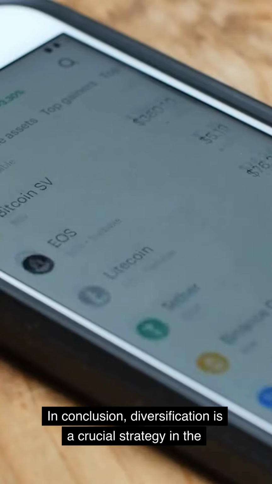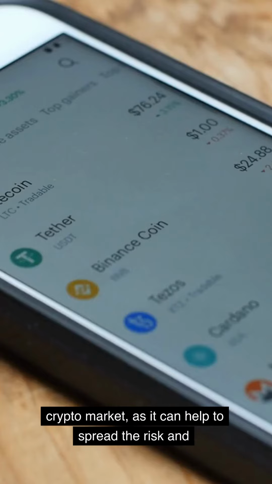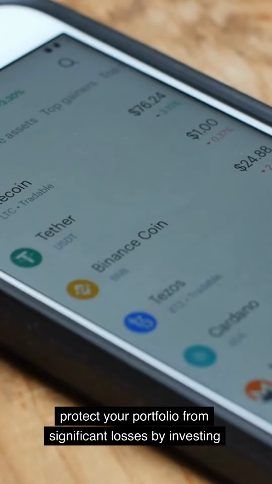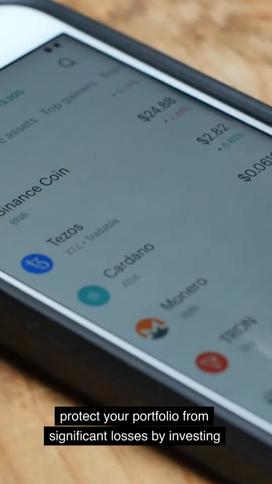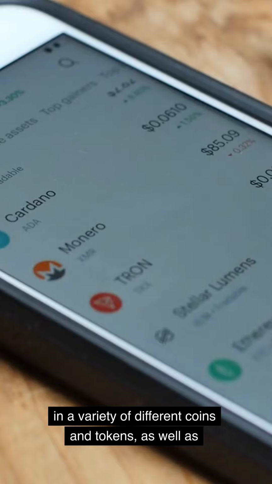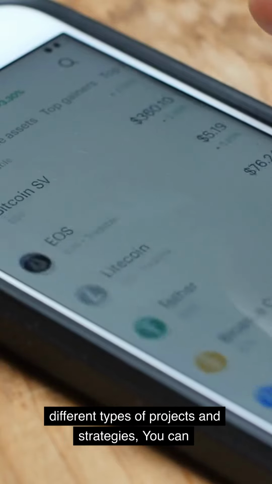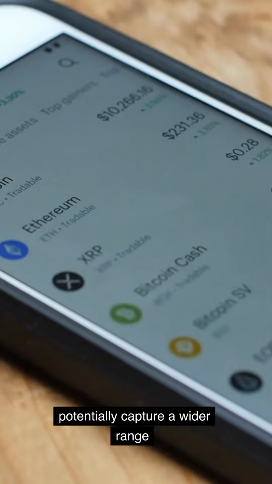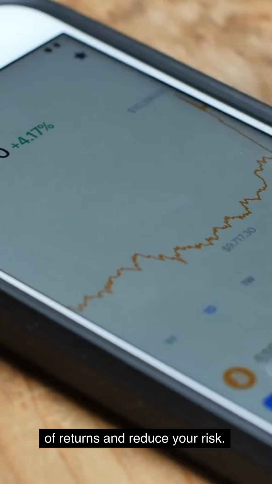In conclusion, diversification is a crucial strategy in the crypto market as it can help to spread risk and protect your portfolio from significant losses. By investing in a variety of different coins and tokens, as well as different types of projects and strategies, you can potentially capture a wider range of returns and reduce your risk.